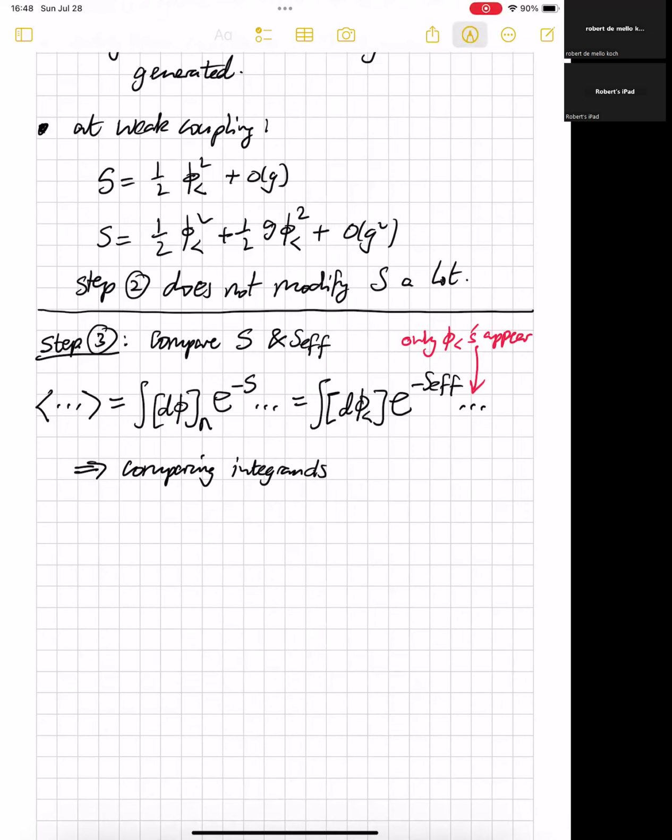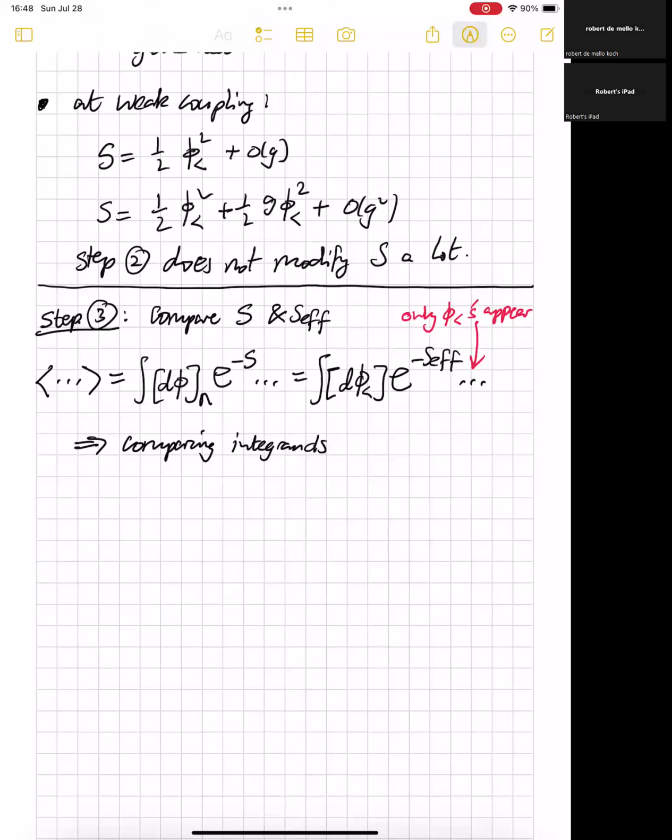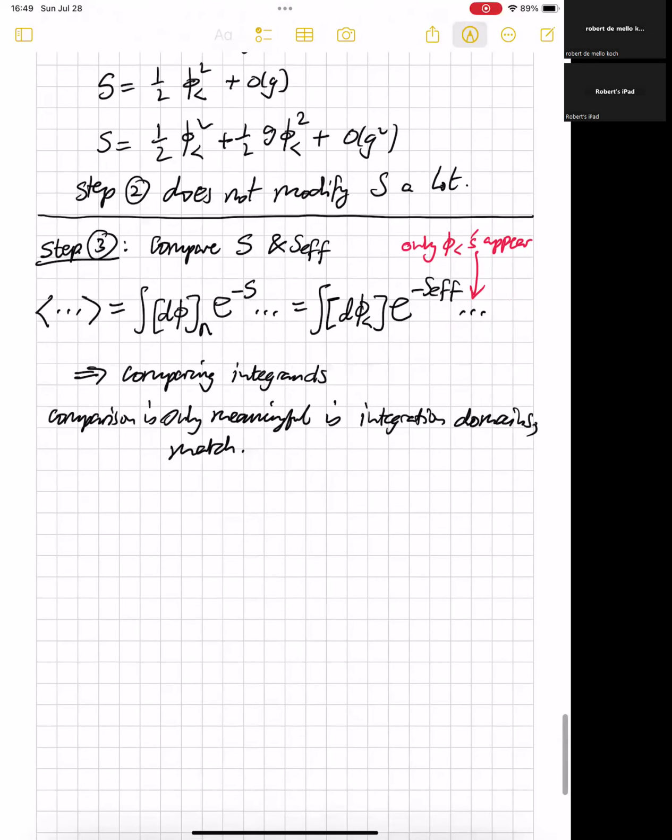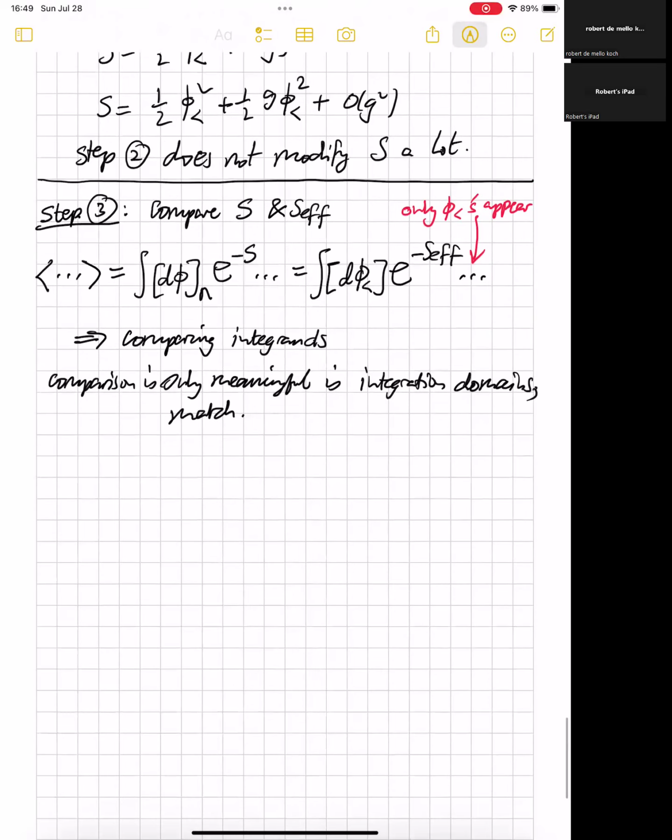Okay, so here we're comparing integrands. If we want to compare integrands, the comparison is only meaningful if the integration domains match. And that should make sense. We know that the result of the integral will be the same. If we're integrating over the same integration domains, then it's meaningful to compare the two integrands.